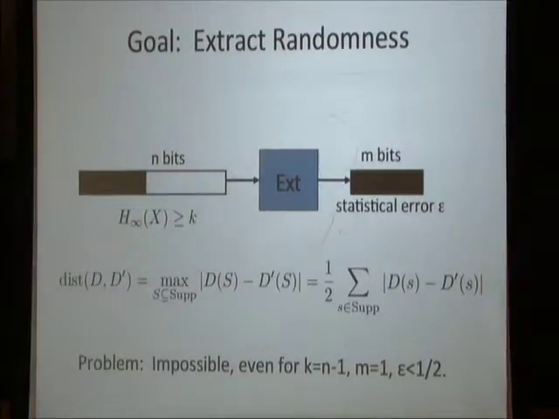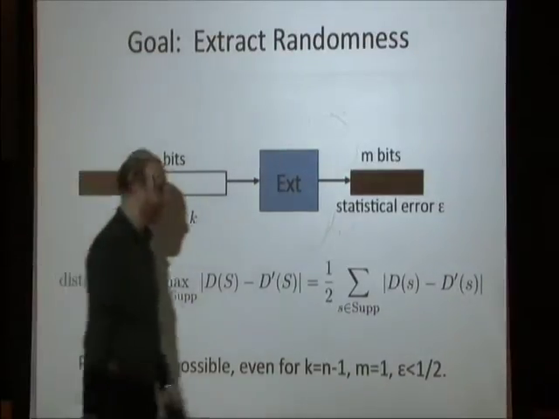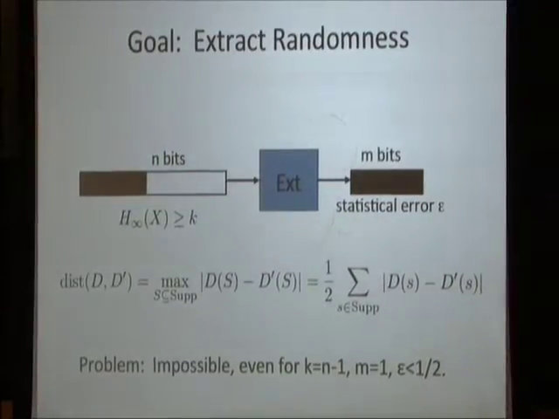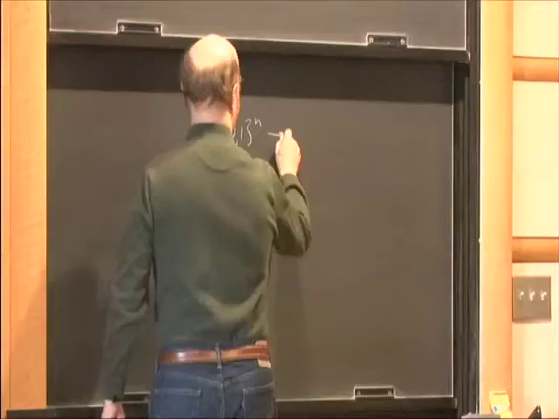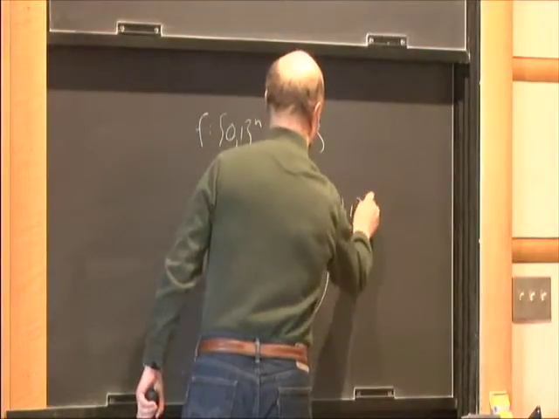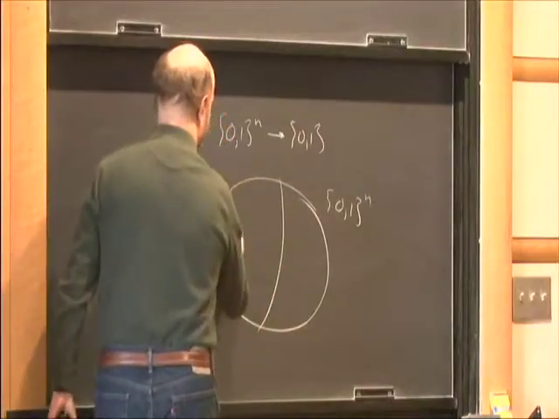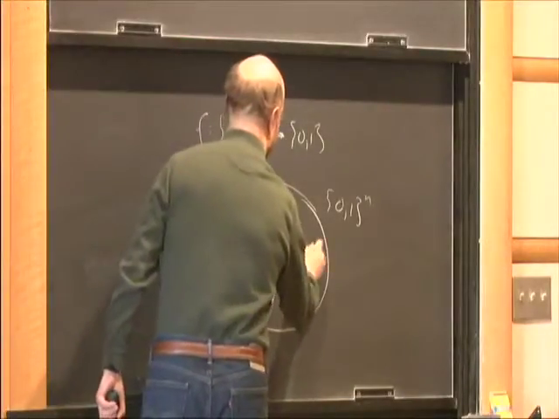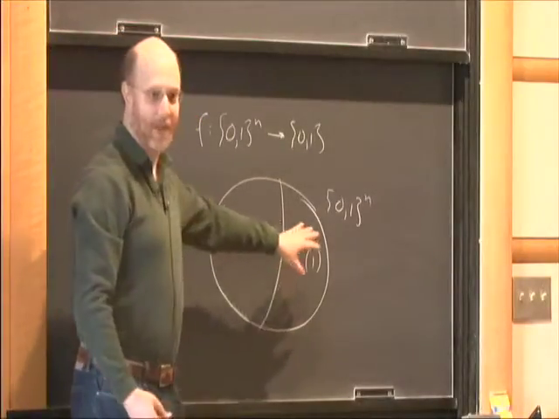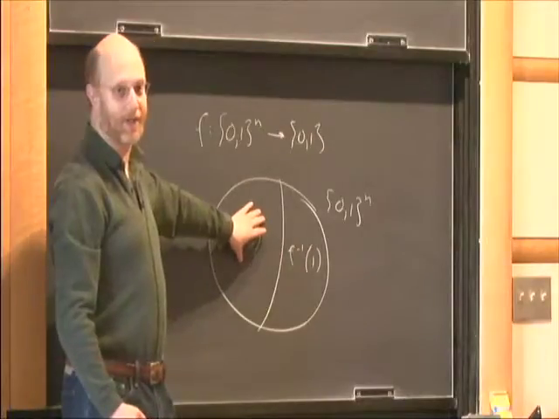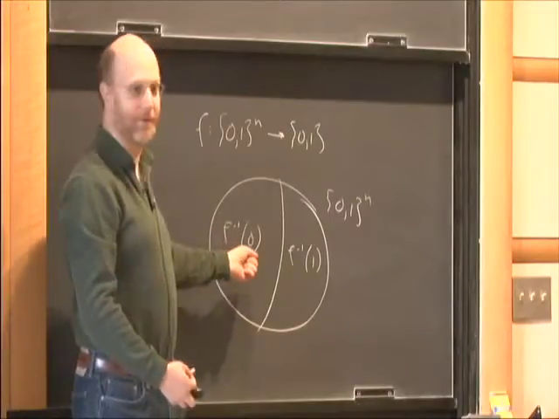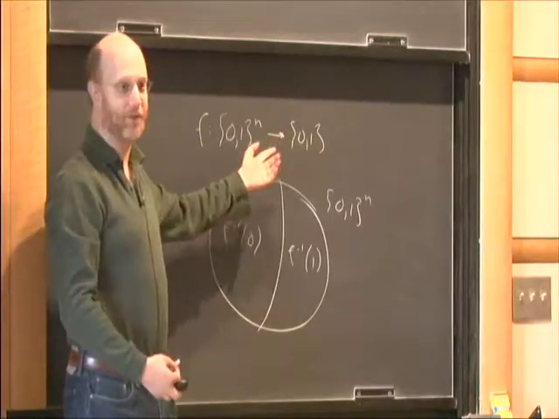The proof of that is simple. If we had some function mapping n bits to 1 bit, that would divide {0,1}^n into f inverse of 0 and f inverse of 1. Now, one of these takes up at least half the strings. The uniform distribution on that set is a source with min entropy n-1, but for which f always outputs a fixed value.